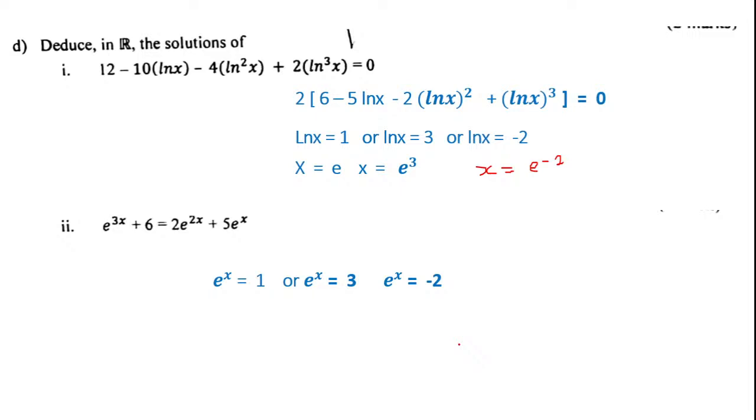So from here, x will be equal to 0; we just take ln on both sides. With this one, we will have x equal to ln 3. With this third one, e to the power any number cannot be equal to a negative. E to the power any number is always positive. So here we have just two roots: x equals 0 or x equals ln 3.